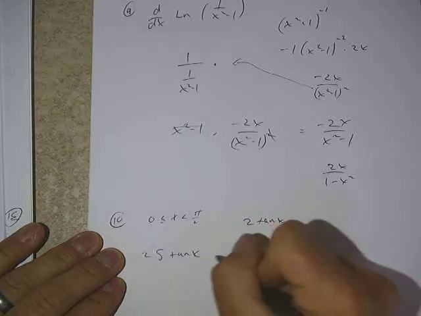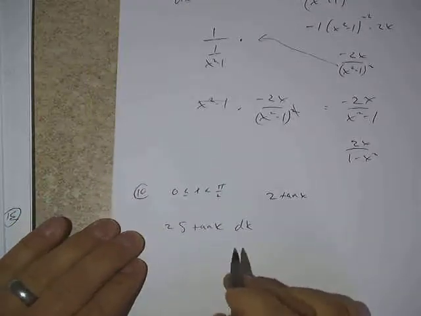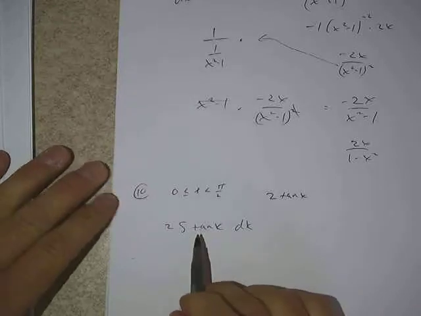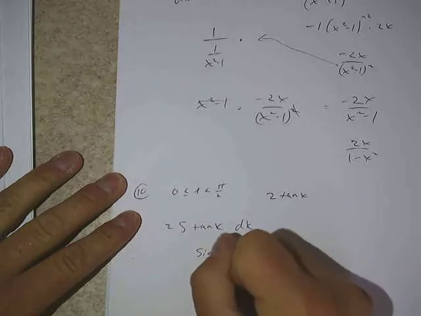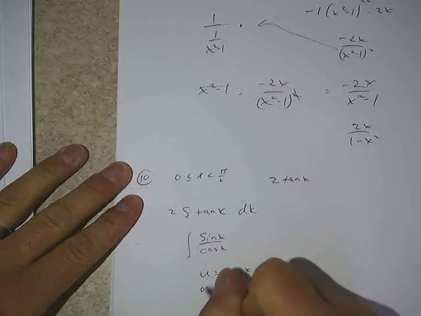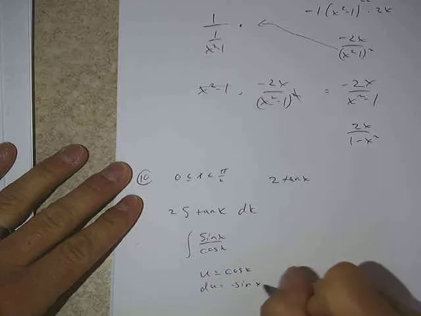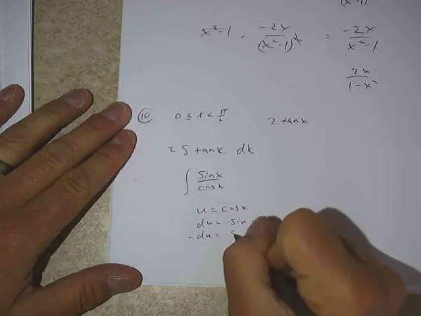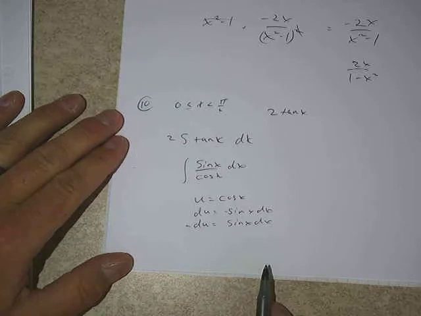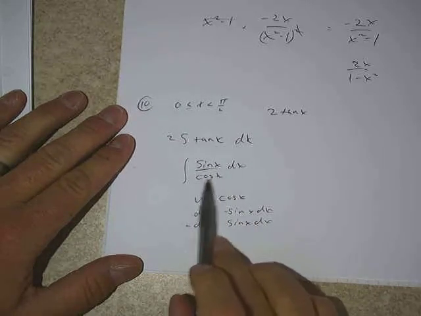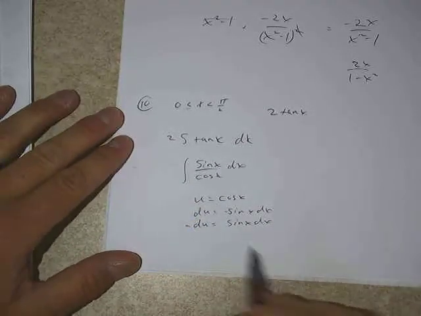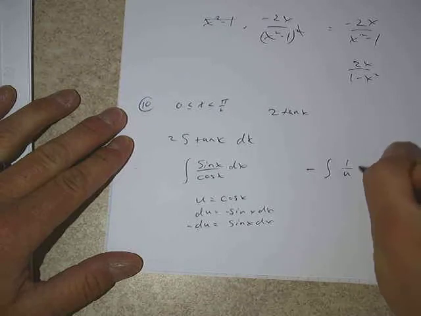Number 10, we have from 0 to pi over 2, an antiderivative of 2 tangent x's. And ultimately, we're going to do the integral from something to something. Again, we're looking for an antiderivative here. If we want to anti-differentiate tangent, remember the technique for that is to write it as sine over cosine. That way we can let the bottom equal cosine. The du then would be our negative sine x dx. So negative du would be our sine x dx.